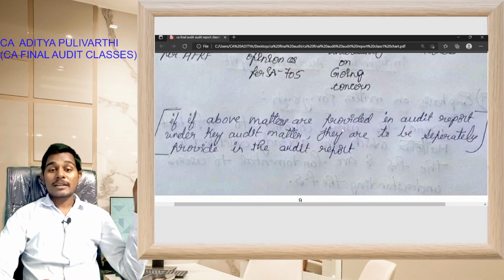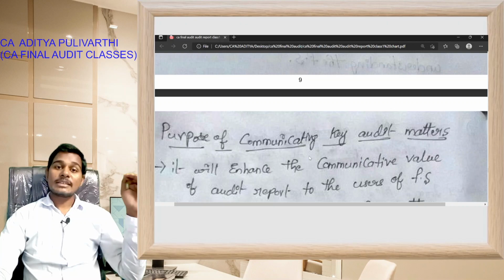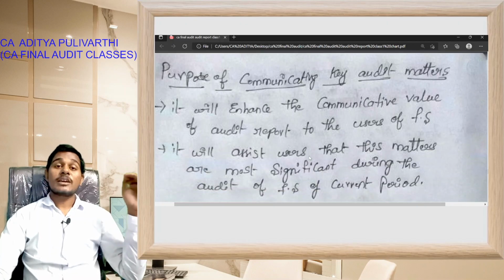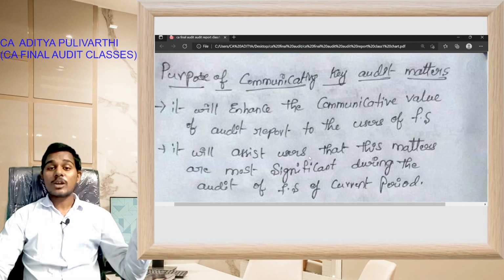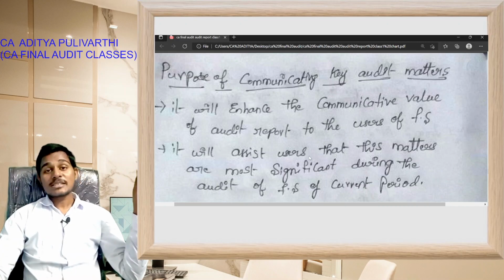If the above matters are provided in the auditor's report under key audit matters, even though they are provided in the key audit matter paragraph, they are to be separately provided in the auditor's report. Okay, students. Next, what is the purpose of providing these key audit matters? See, it will enhance the communication value of the audit report to the users of financial statements. It will assist the users in knowing that these matters are the most significant matters during the audit of the financial statements of the current period according to the professional judgment of the auditor.